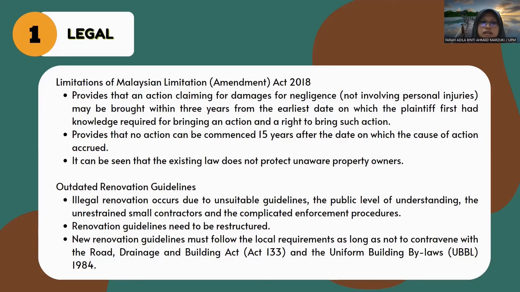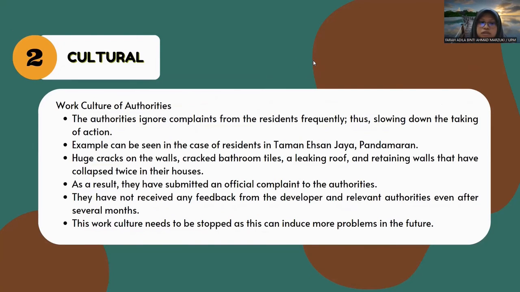Besides that, the illegal house renovations have also created many problems for local councils and house owners in Malaysia. Illegal house renovations are mainly due to unsuitable guidelines, the public level of understanding, the unrestrained small contractors, and the complicated enforcement procedures. So therefore, it is important that the renovation guidelines be restructured, but you must follow the local requirements as long as not to contravene with the Road, Drainage and Building Act 133 and the Uniform Building Bylaws UBBL 1984. So the next one is from a cultural point of view.